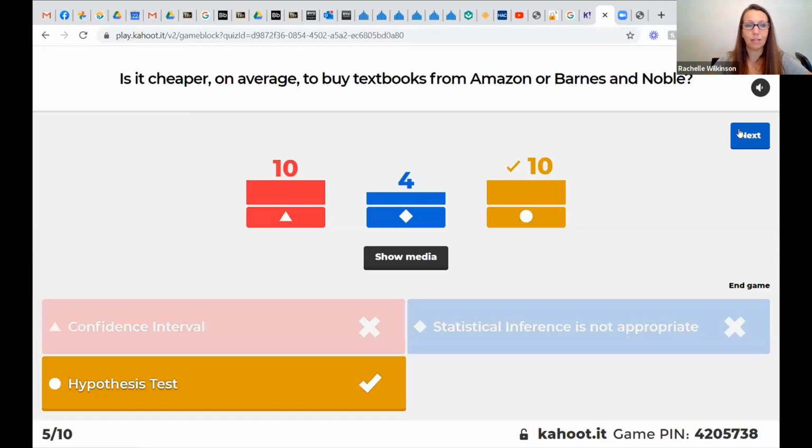Ooh, we're kind of split on this one. All right, so is it cheaper on average to buy textbooks from Amazon or Barnes and Noble? So the answer to that question would be Amazon, or it would be Barnes and Noble, right? So that one has a word answer, so we're going to use a hypothesis test. It would be a confidence interval if we said something like, how much cheaper is it to buy textbooks from Amazon?